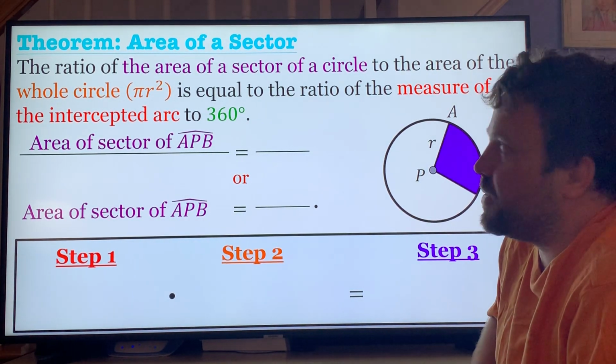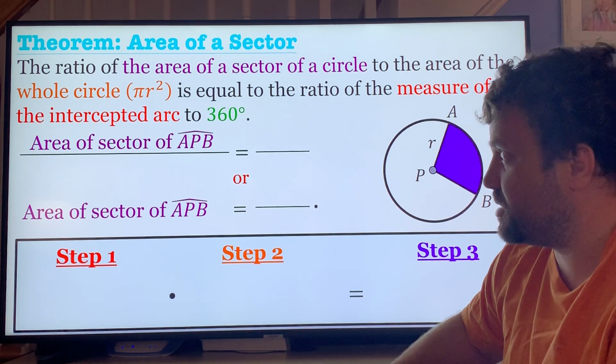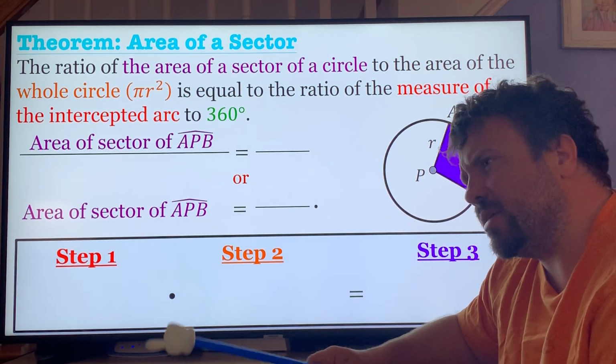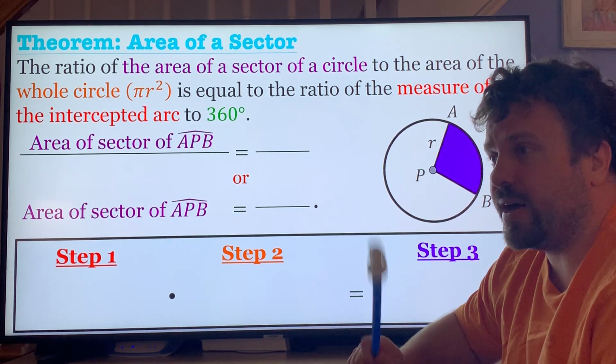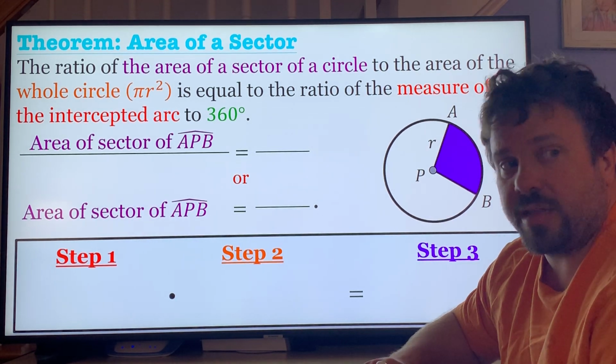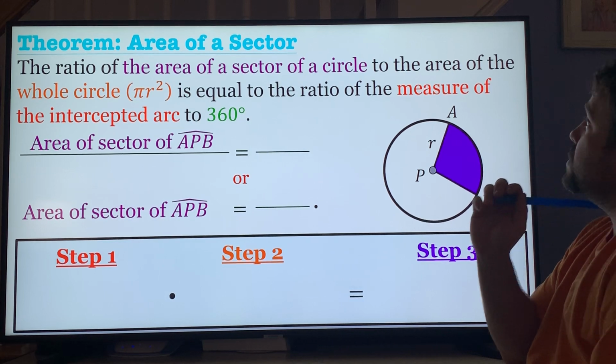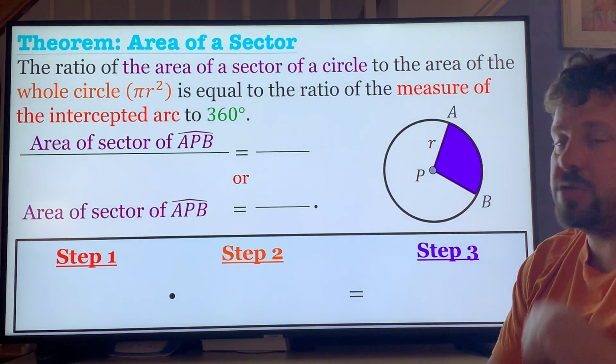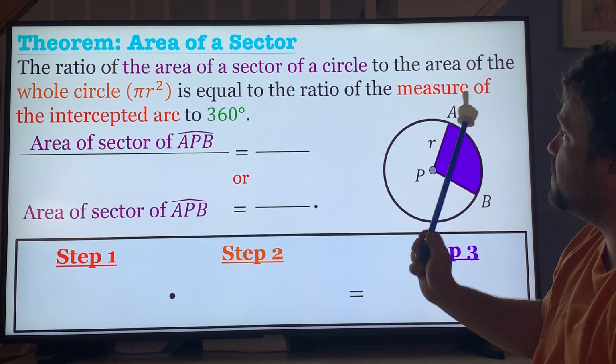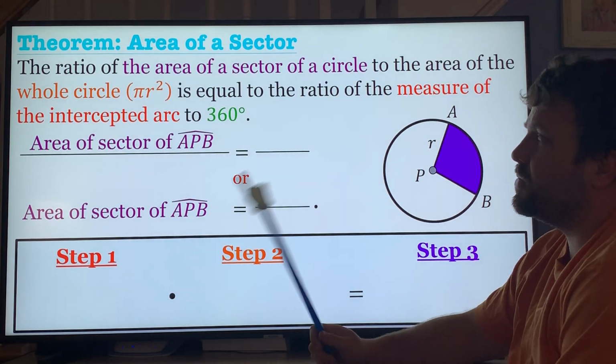So that's simple area problems. Now we're going to find the area of an actual sector. Almost identical, I say almost identical, same concept as the length of an arc. So the ratio of the area of a sector to the area of the whole circle is like a percentage again, equal to the ratio of the measure of the intercepted arc to 360.